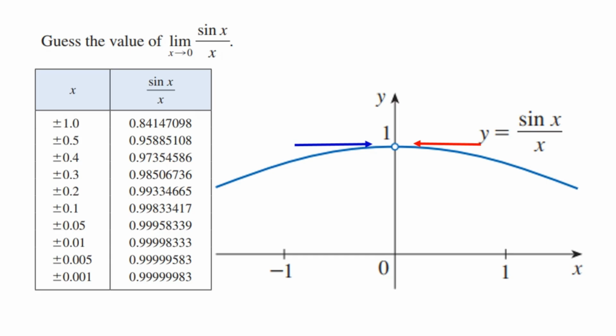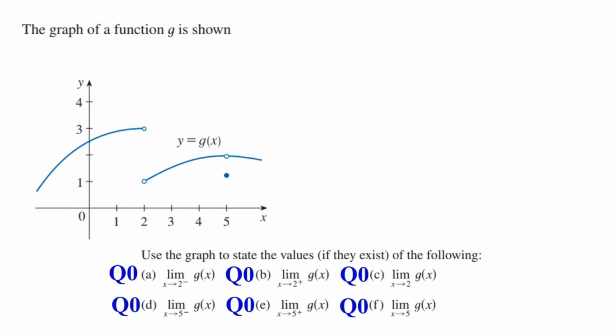As you can see, at x equals to 0, the function is undefined, which means that the left hand limit and the right hand limit, they are tending to 1. But at x equals to 0, the function is undefined. So let's proceed to the next video.